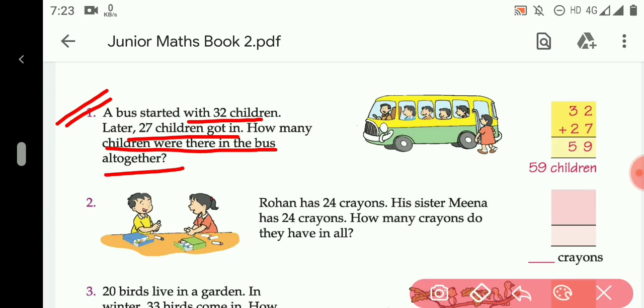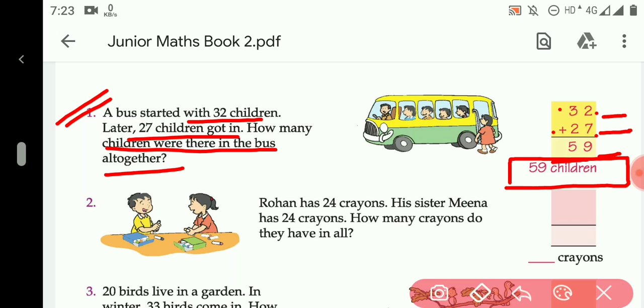So what we have to do? We have to add them. So 32 will be written here. Then 27 we will write here. Then we will add them. 2 plus 7, 9. And 3 plus 2, 5. So what is the answer? How many children? 59 children is the answer.